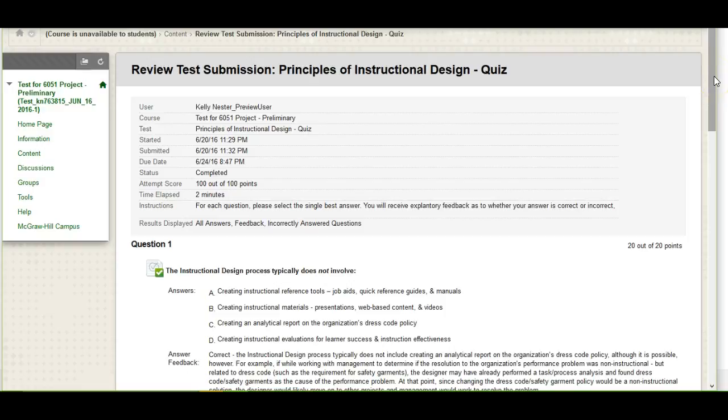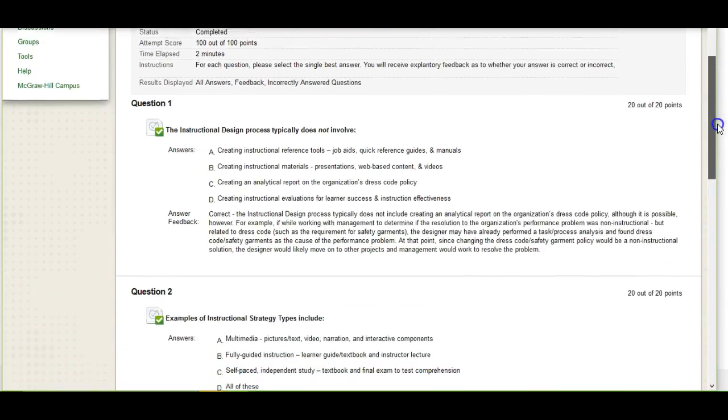Now, let's see how you did. Here's my completed quiz, and naturally, I got all of the questions right. But I'm going to review each question in case your answers were a little different. And I also want to provide some discussion on each of the questions. So, question 1.